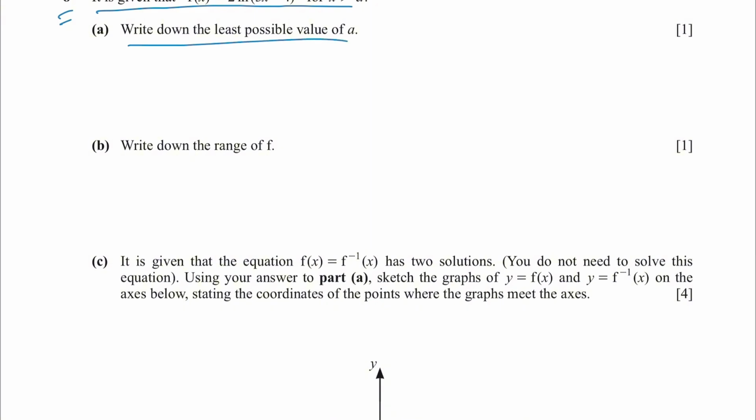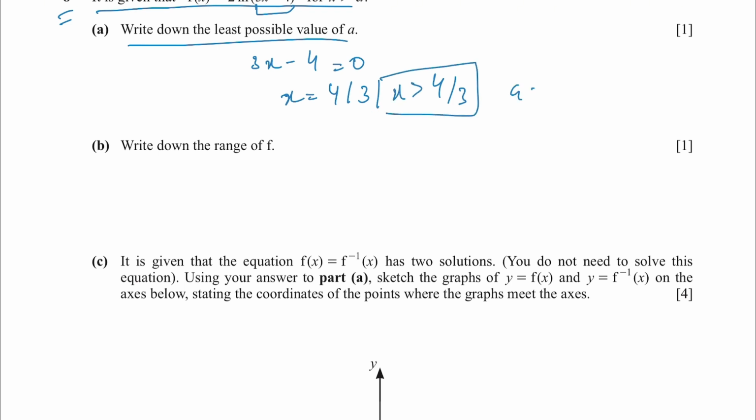Now moving on to question 8, it is given that f of x is this. Write down the least possible value of a. So it needs the least possible value of a. What we can do is we can simply equate this to 0. So this would be 3x minus 4, since ln can't be negative. So we can equate 3x minus 4 to 0. And this would look like x equals 4 over 3. So x should be 4 over 3.